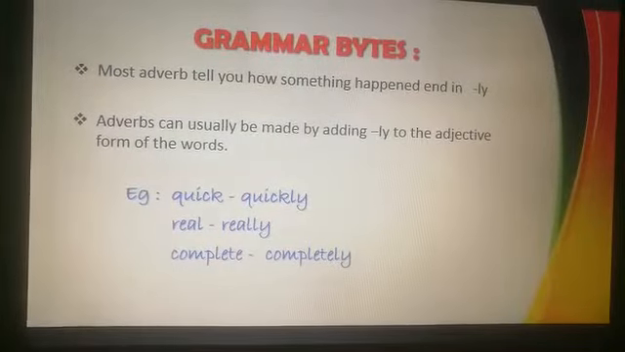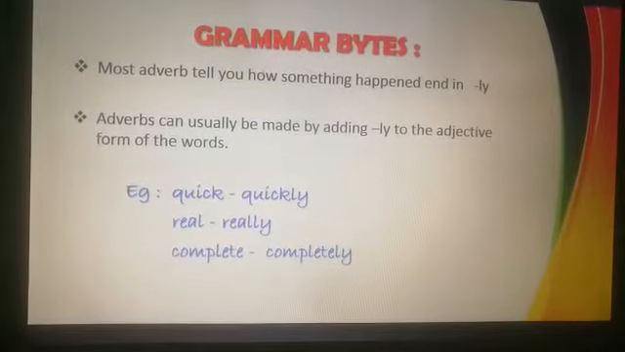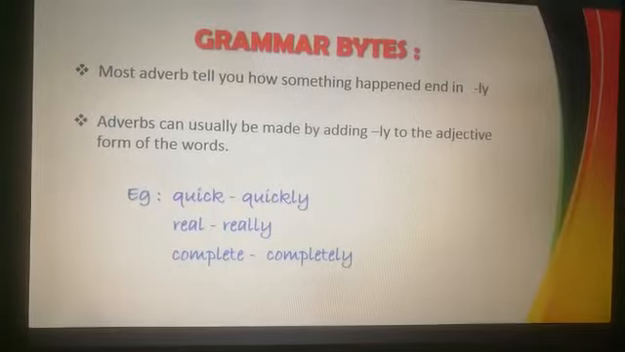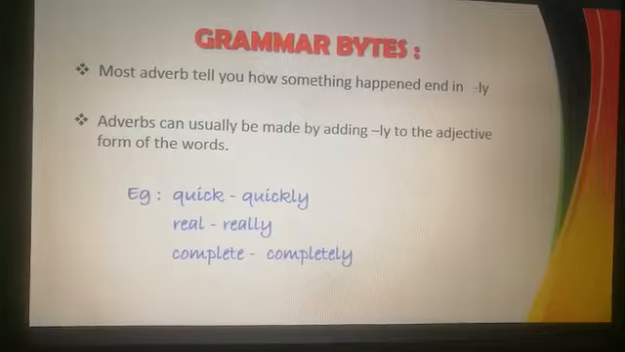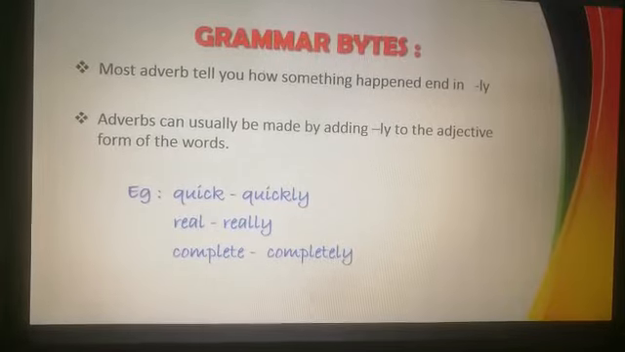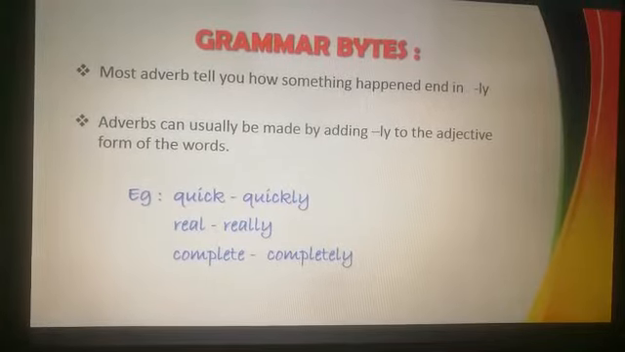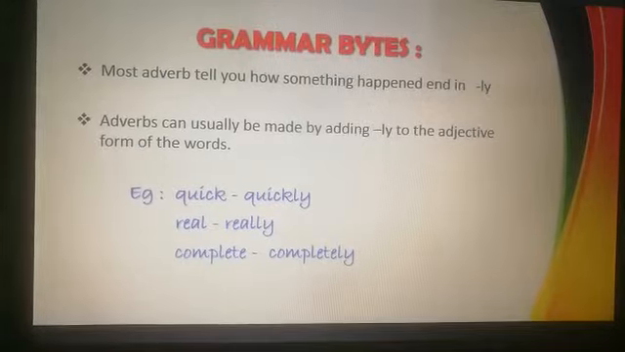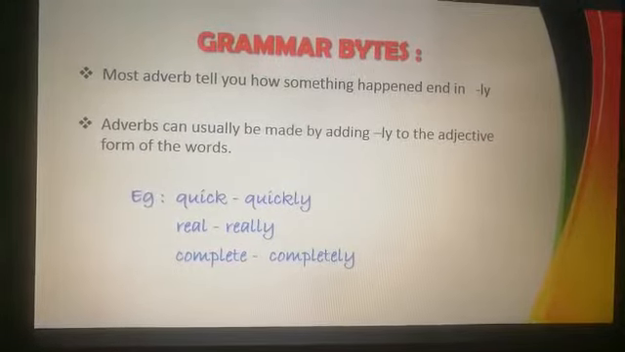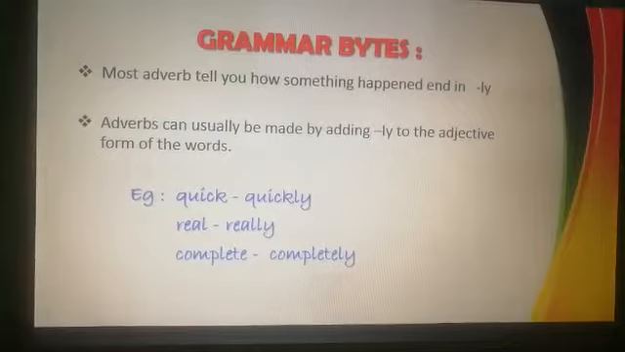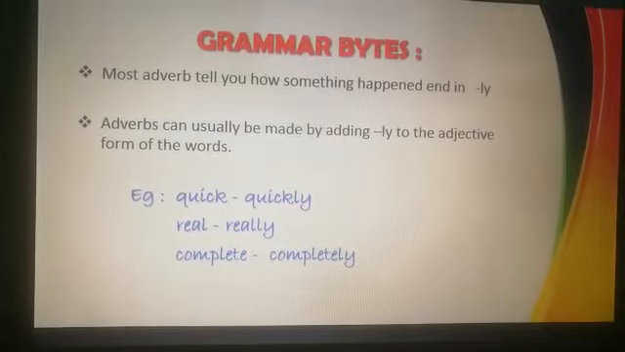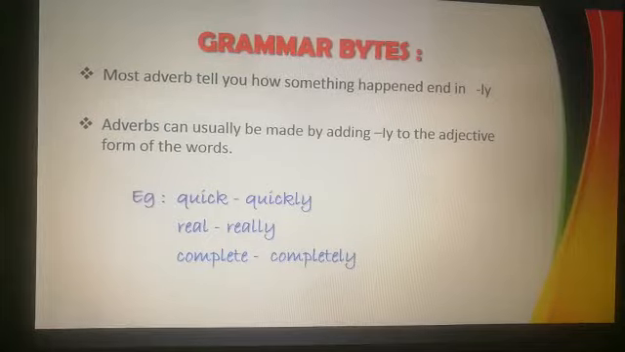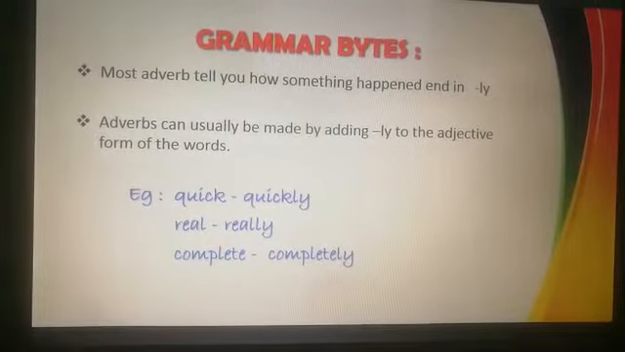Now, most adverbs that tell you how something happened end in ly, and adverbs can usually be made by adding ly to the adjective form of the words. For example, quick, quickly, real, really, complete, completely. So it can be formed by adding ly to the adjective form of the words.